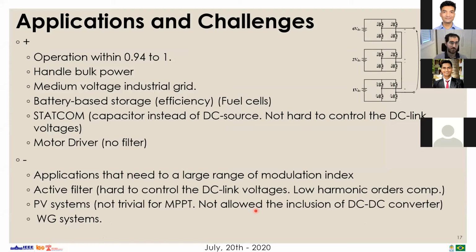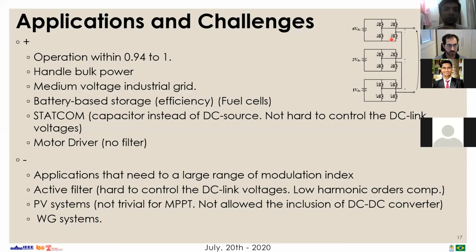Let's go to the applications and challenges. I separated two main parts, positive and negative. These applications are more prone to be realized with such an inverter, and these are less prone. Let's take a look. So, applications. First of all, this inverter is good for applications with a modulation index varying from 0.94 to 1. That sounds like a good solution for such applications. Again, you need to assure that your application is within this range.